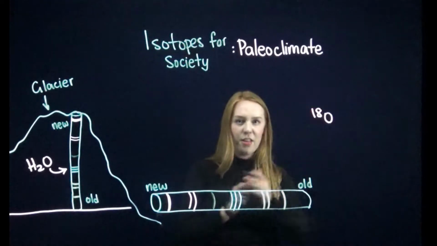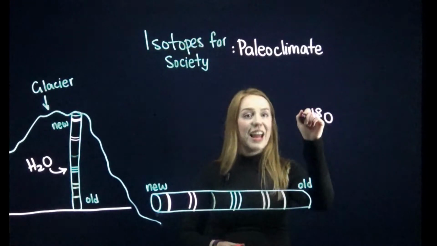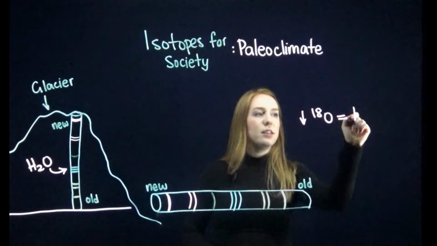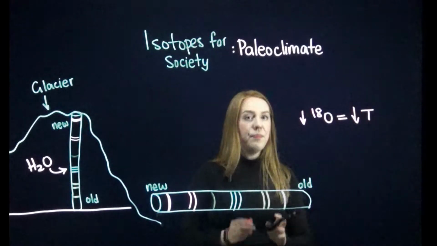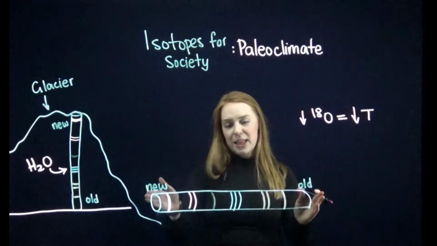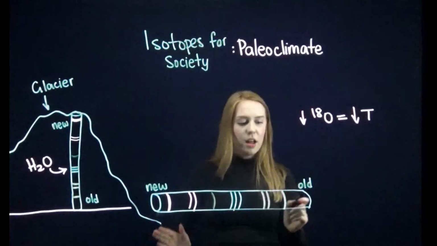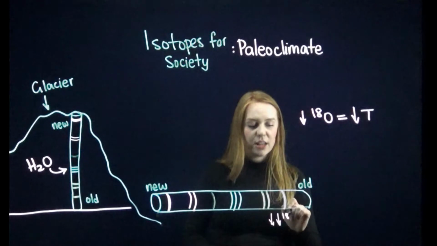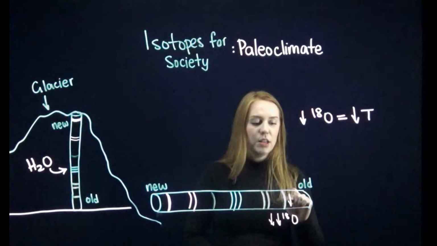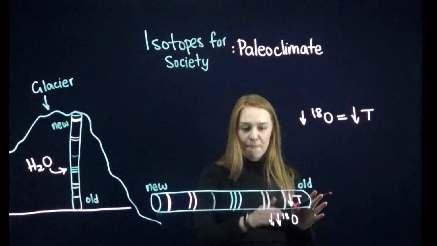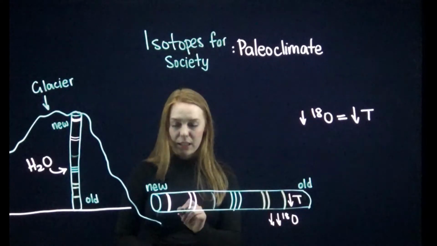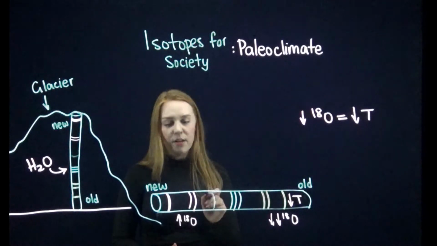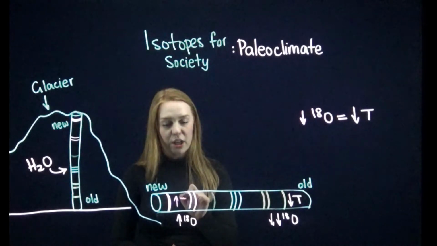So we know that the less oxygen-18 that is present in the water corresponds to a lower temperature at that time. If we put this in the perspective of the ice core, if in this old section we have low amounts of oxygen-18, that corresponds to it being colder at that time. Then we can compare it to something a little bit newer. If we have higher oxygen-18, it's a higher temperature here.